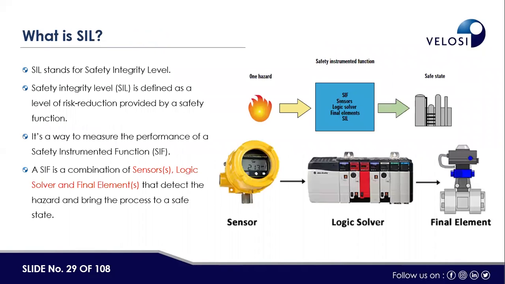Now, what is SIL? SIL stands for Safety Integrity Level. Safety integrity level is defined as the level of risk reduction provided by a safety function. It's a way to measure the performance of a safety instrumented function. A SIF is a combination of sensor, logic solver, and final elements that detect the hazard and bring the process to a safe state. Like these are the transmitters, then you have the logic solver, which is a DCS or ESD system or PLC, and the final element could be an ESD valve or shutdown of the motor or a turbine.